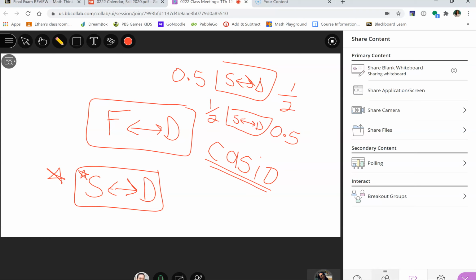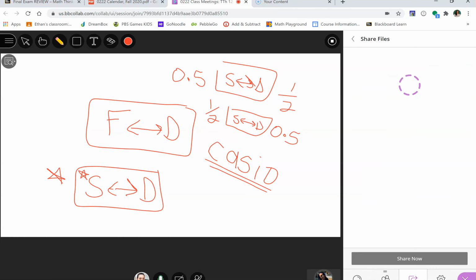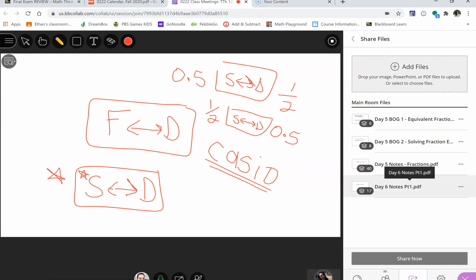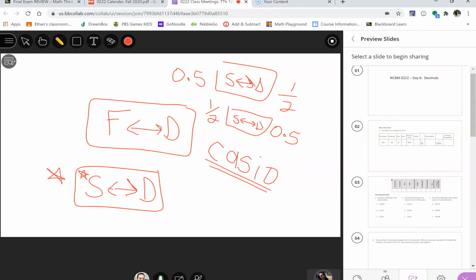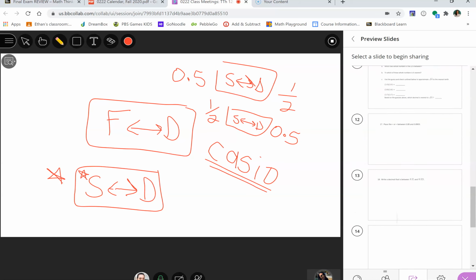Okay, cool. So let me go share that thing again. The Casio does some really cool other things though, so Casios are pretty cool to have. Hold on, there it goes.